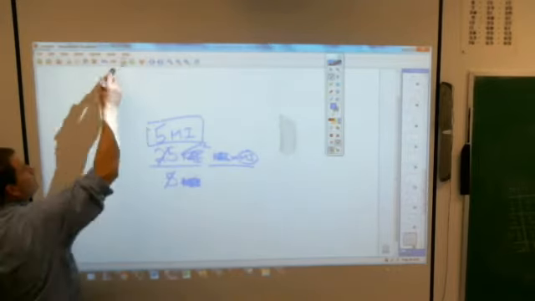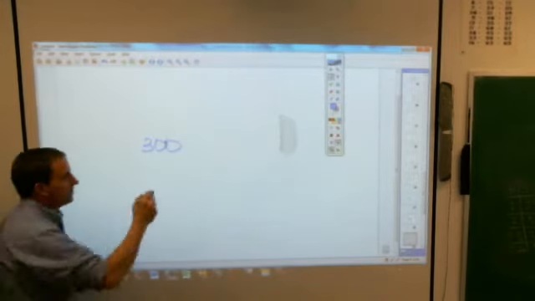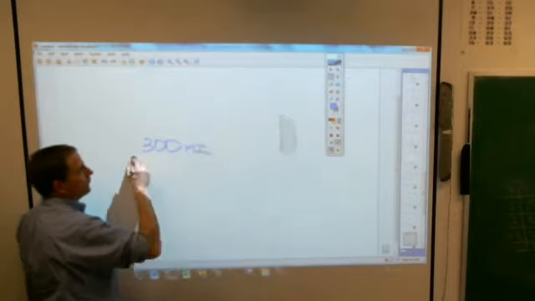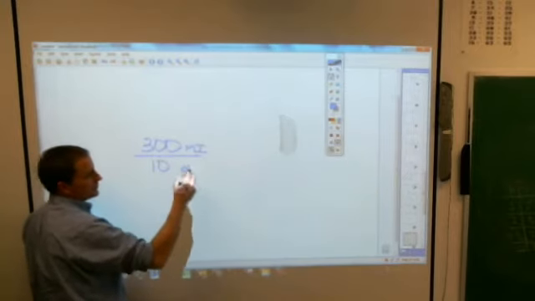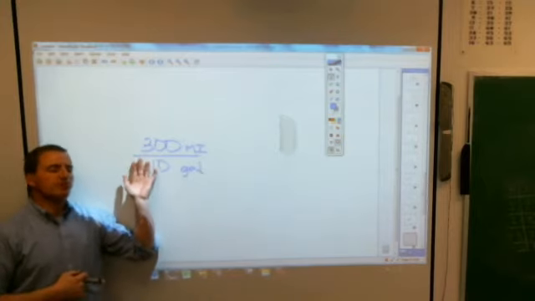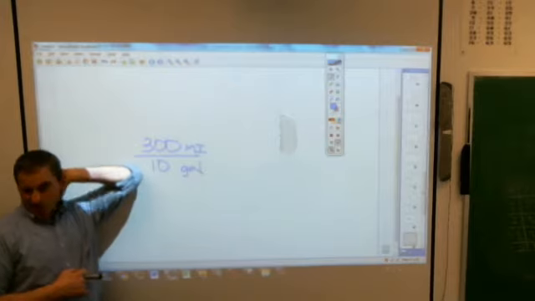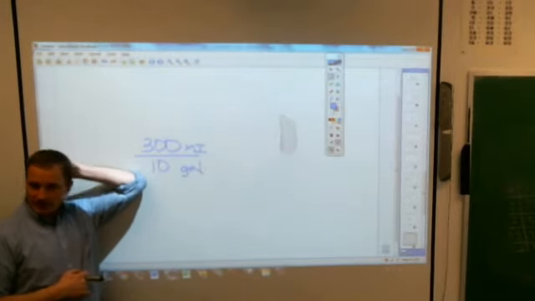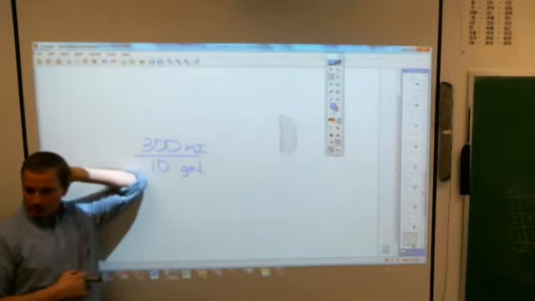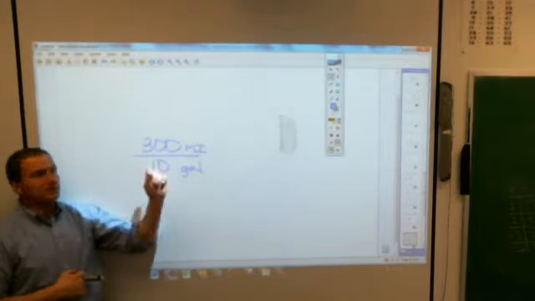How about this? 300 miles over 10 gallons. Which, children, this may actually be a real life trial. If you were with your folks in their car and you had to go to, let's say, Detroit, Michigan. Notice how I said that, Detroit? That's how you say Detroit, Michigan. And that was 300 miles away. And you used 10 gallons.